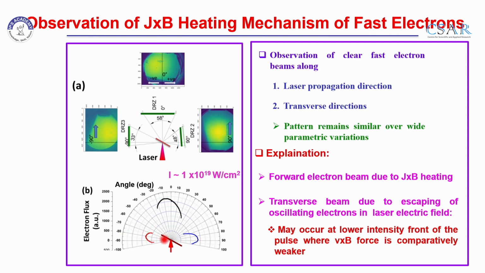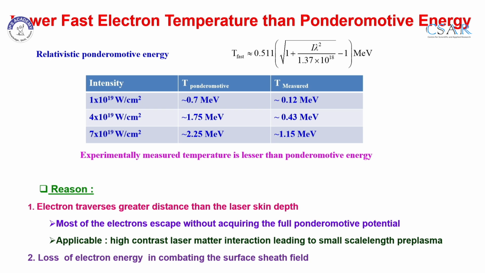And this is the first observation of this kind of side beams, which may occur because the laser pulse has some Gaussian profile in the initial foot, where the V cross B is comparatively weaker. So the electrons escape along the laser polarization direction. The other thing which I have mentioned is that the ponderomotive energy was much lower. There are some scaling laws, and the relativistic ponderomotive energy can be calculated through this formula.